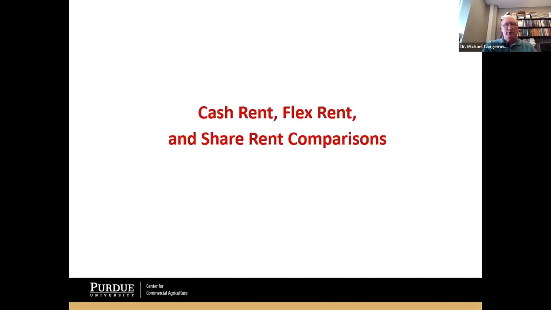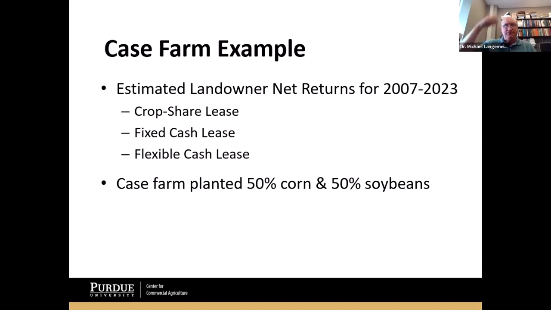And so let's move on here with these comparisons. I think that'll bring home some of the points I made a little bit more. In this case, I've got estimated landowner net returns, so again, the landowner perspective. I'm using a case farm example in West Central Indiana. It's a 3,000 acre farm that's 50% corn and 50% soybeans. That would be very typical for this part of the world. This year we planted 50% corn and 50% soybeans in Indiana.